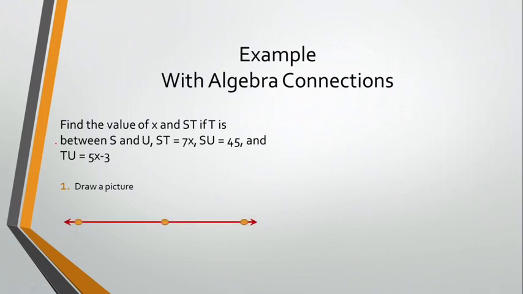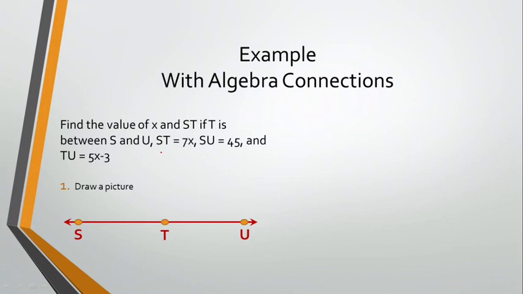So here is my line with points. You could also draw a segment. I know that T is between S and U. So I'm going to put S here, U at the other side, and T is going to be the point in the middle. It does not matter if these points are accurate. It does not matter if this length should be shorter than this length. All this picture is doing is giving me a frame of reference to organize my information.